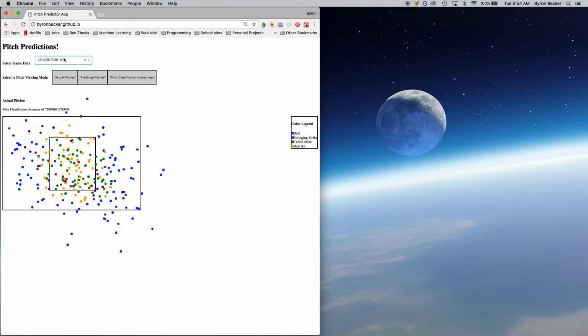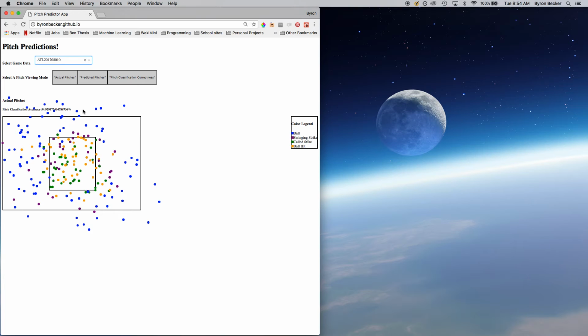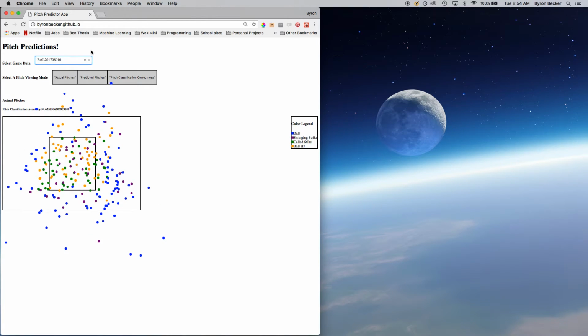So what you see up here is a particular game. This is a game that Anaheim played in, so it was at Angels Park, August 1st, 0801. What we can do is navigate to different games, and we can see all the different pitches for that particular game. And over here, we see a color legend. So this is on actual pitches. So these are the actual pitches, and if it was a ball, or a ball that was hit, or a called strike, or a swinging strike.